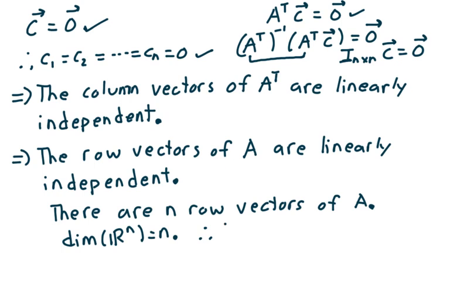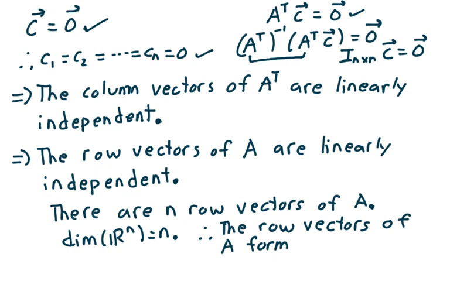And so we'll see it here. The row vectors of A form a basis for Rn.